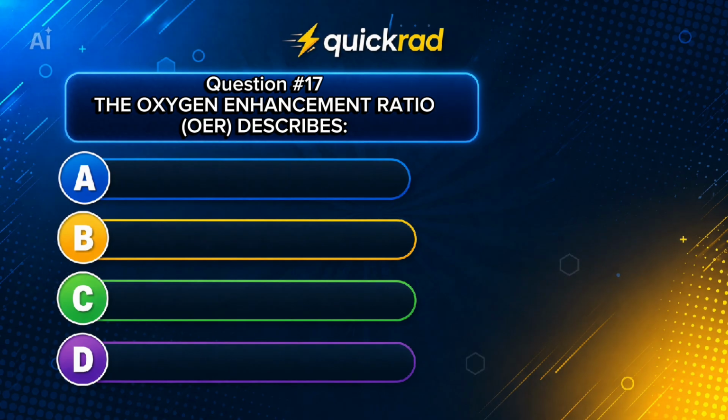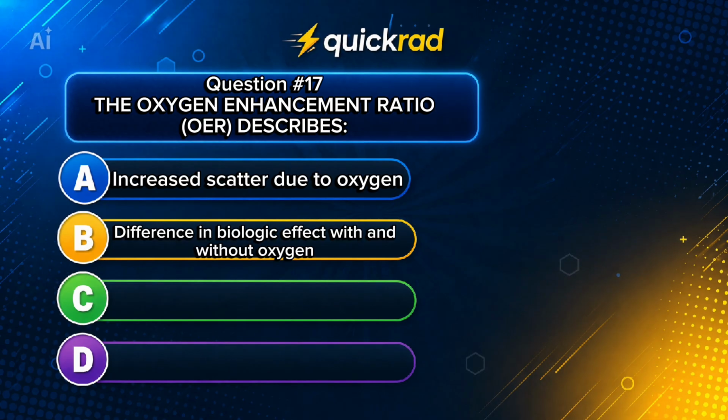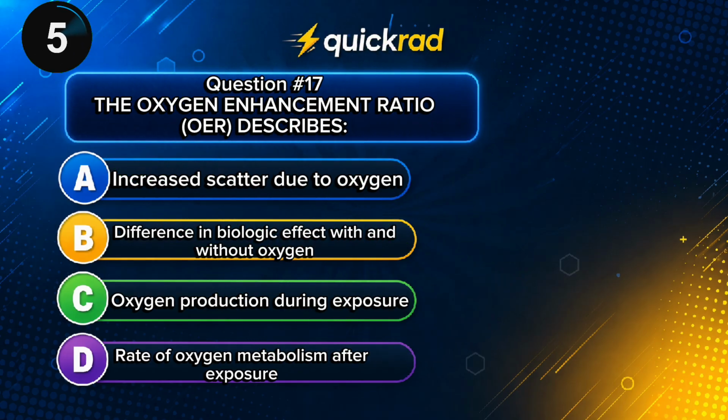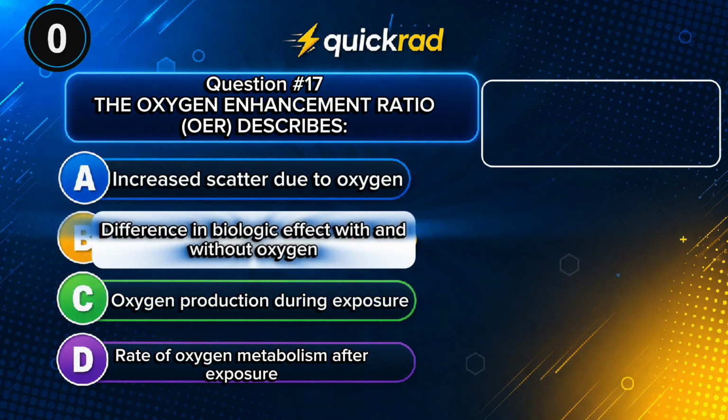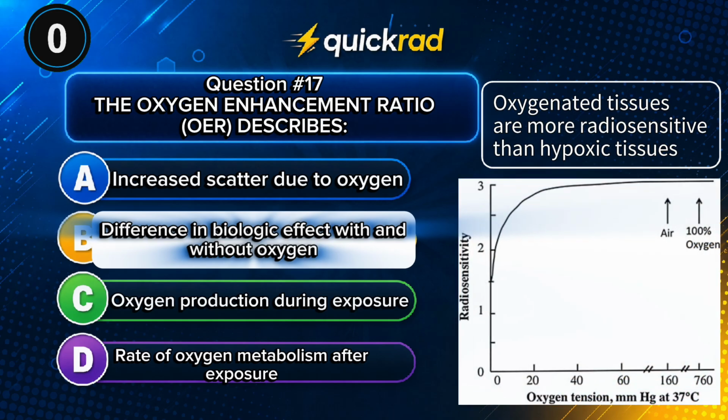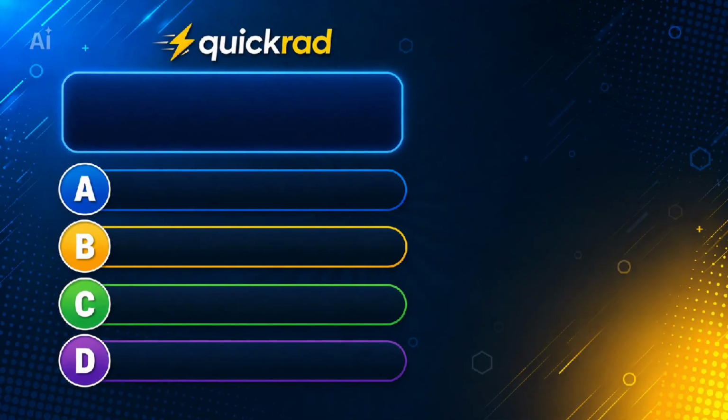Question 17. The oxygen enhancement ratio describes. Correct answer B. Difference in biologic effect with and without oxygen. Oxygenated tissues are more radiosensitive than hypoxic tissues.